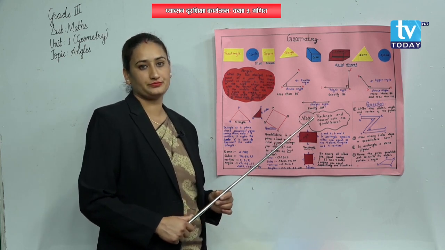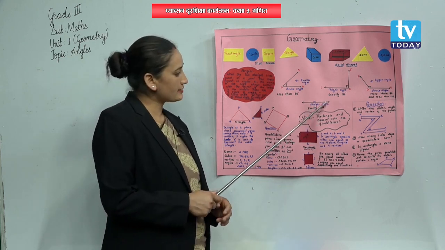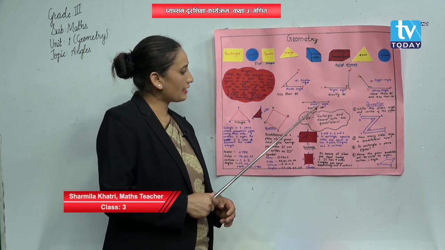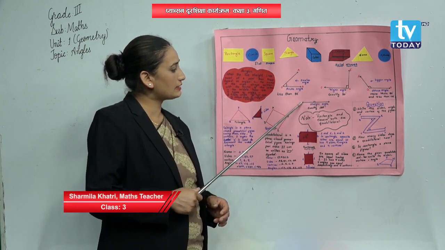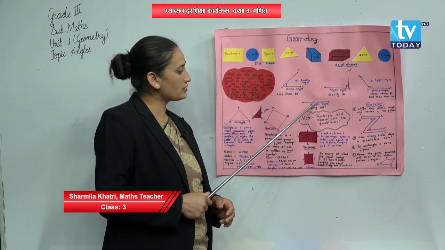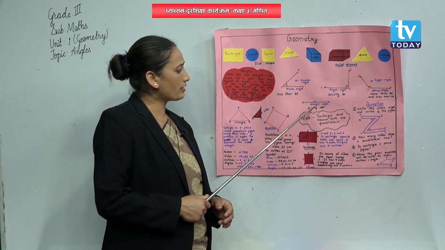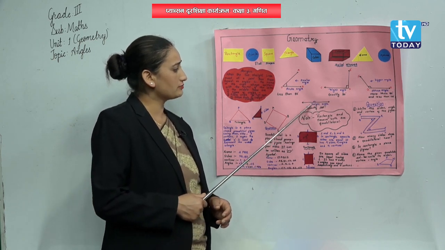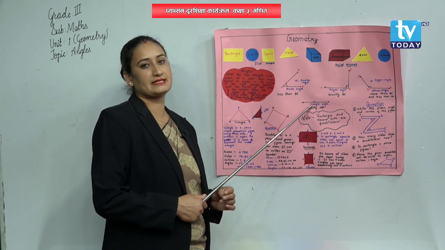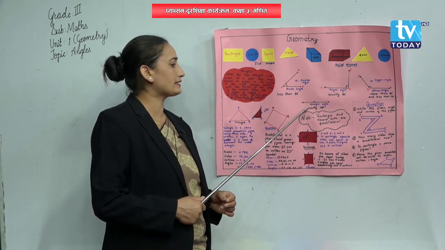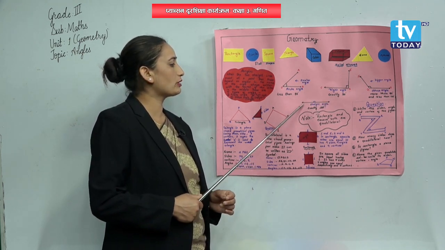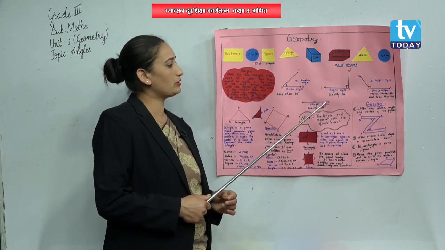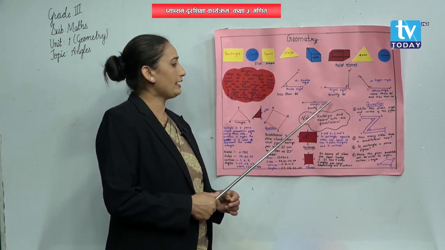Then let's move to the next type, the straight angle. See here, have you noticed the straight angle? The angle which is formed on one straight line. Here is the middle point. So we call it a straight line, and it will be exactly 180 degrees. Here will be 0 and here will be 180 degrees. It will be exactly 180 degrees.